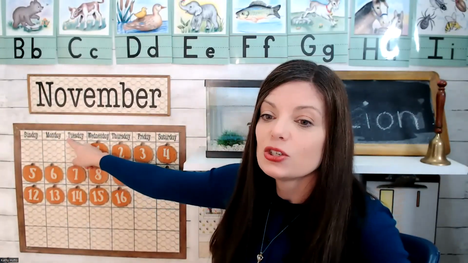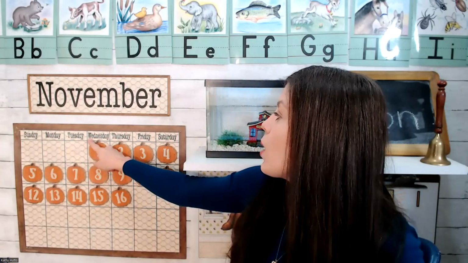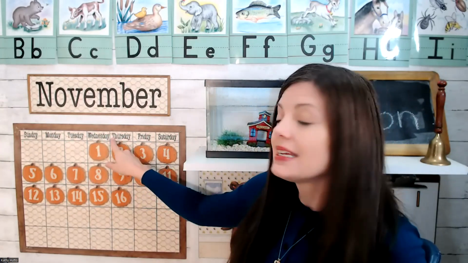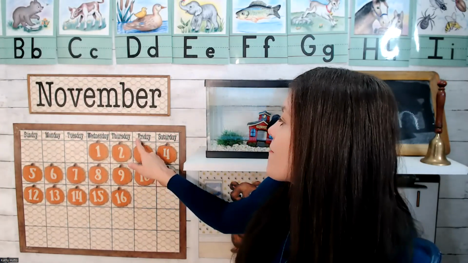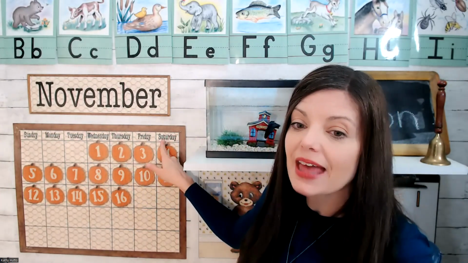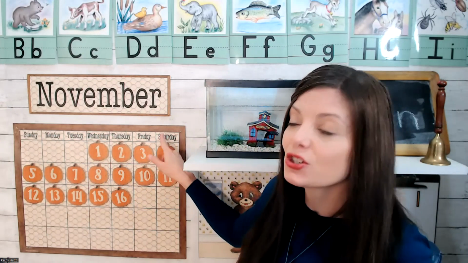Sunday, Monday, t, t, Tuesday, Wednesday. Now we know TH says th, th, Thursday, Friday, and there's another S with SA, Saturday. So now you know the days of the week. You can look at the calendar and recognize them.